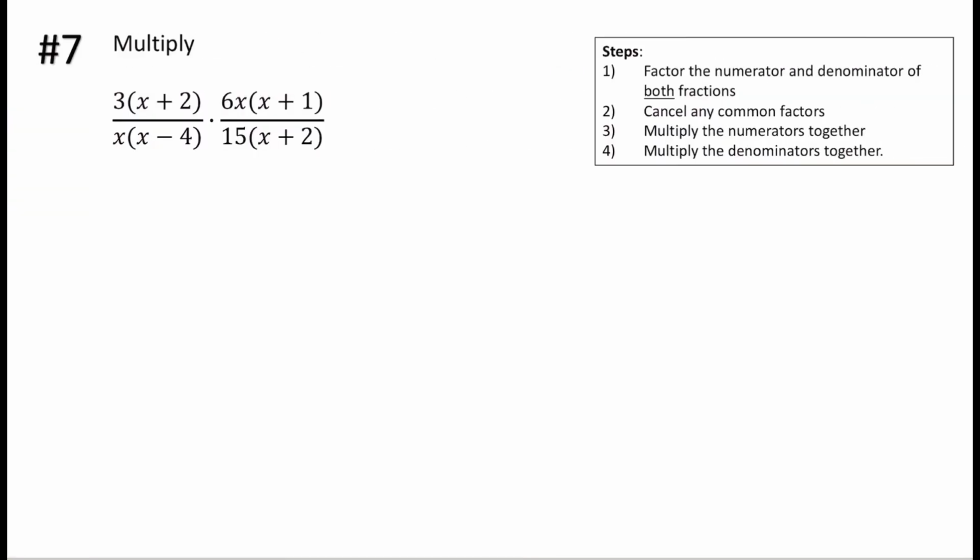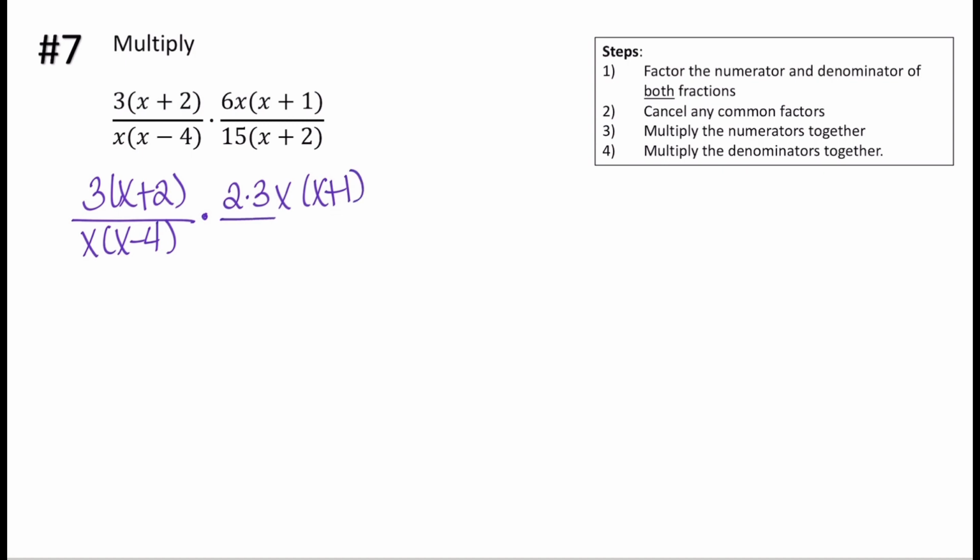So now let's multiply these two rational expressions together. So we have 3 times x plus 2 over x times x minus 4, and that's times 6x over 15, and then we have x plus 1 and x plus 2. Let's see if we can factor anything. The only thing I can see that's not factored is that 6x. So I'm going to rewrite this with that 6x factored. So we have 2 times 3x times x plus 1 over, and actually, we can also factor that 15, right? We can write that as 3 times 5, and then we have x plus 2.